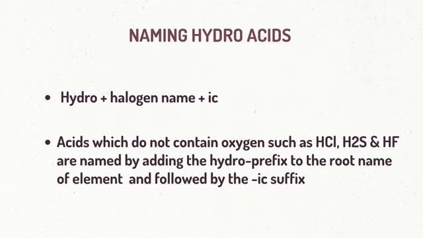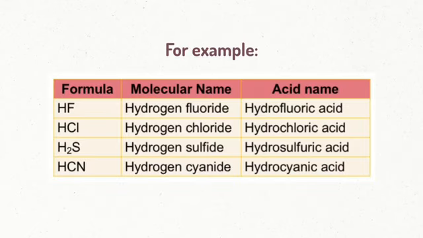Hydroacids are acids that do not contain oxygen. To name these, we follow a specific pattern. Start with the prefix hydro, add the root name of the element, and finish with the suffix ic followed by the word acid. Applying this rule, HCl becomes hydrochloric acid and HF becomes hydrofluoric acid. Even though CN is a polyatomic ion, because it lacks oxygen, it follows the same pattern: hydrocyanic acid.